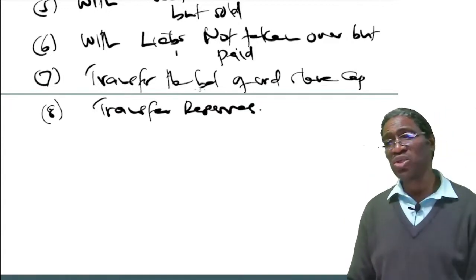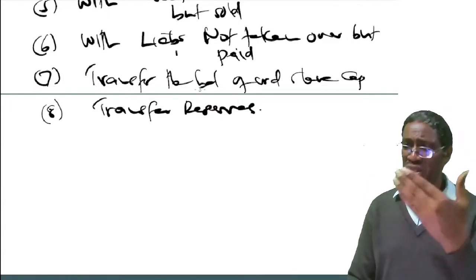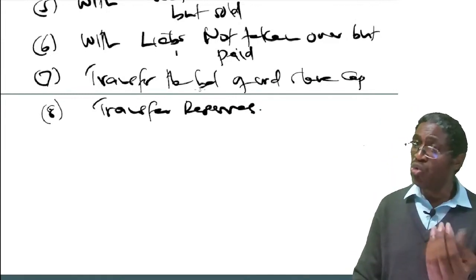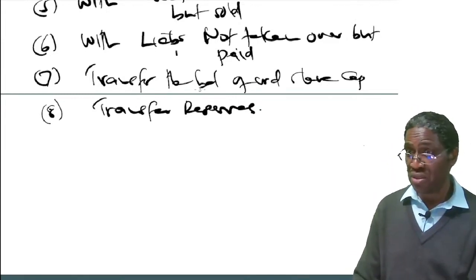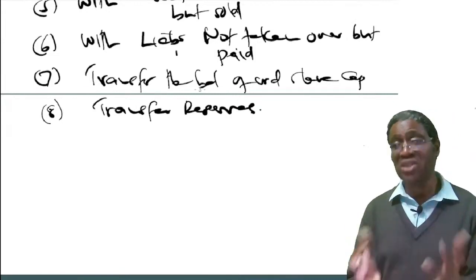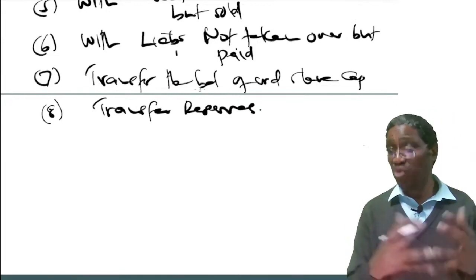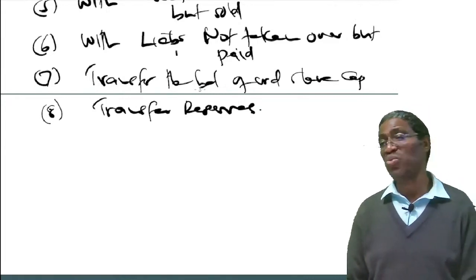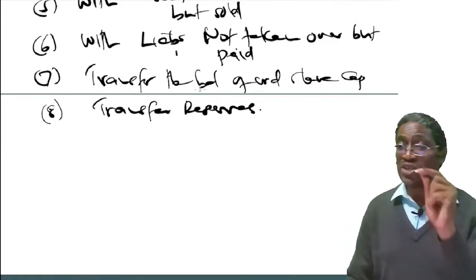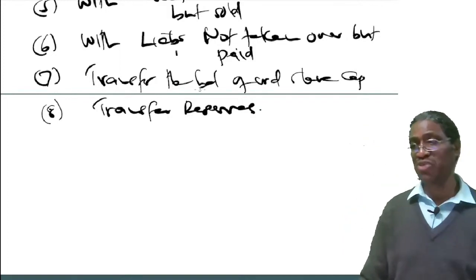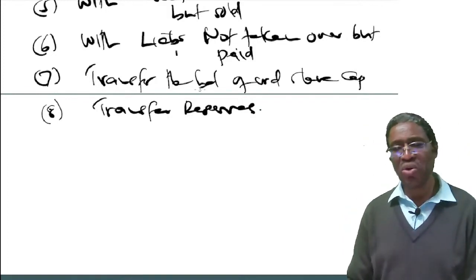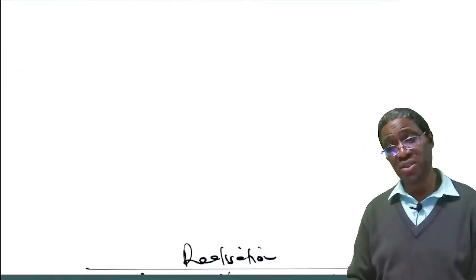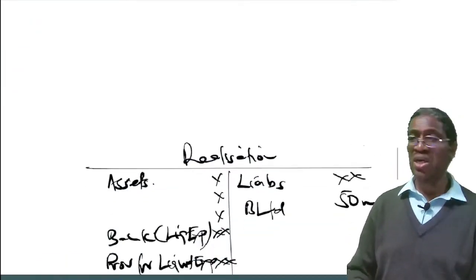Positive reserve includes things like share premium, general reserve, revaluation reserve. A negative reserve could be retained losses, because don't forget, retained losses is still a reserve. And of course, retained losses will always be there, because that's the reason we are reconstructing this company. It has been making losses. So our step number 8 says transfer reserves to the ordinary shareholders members account.